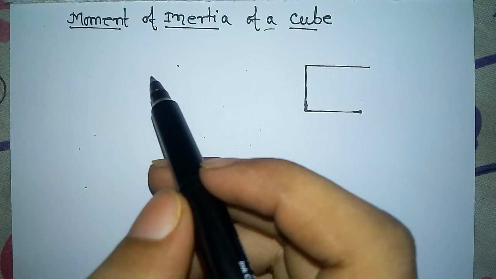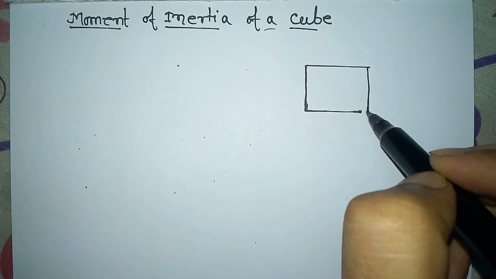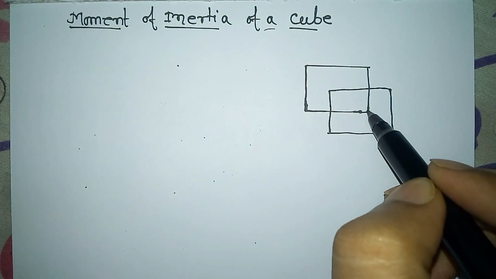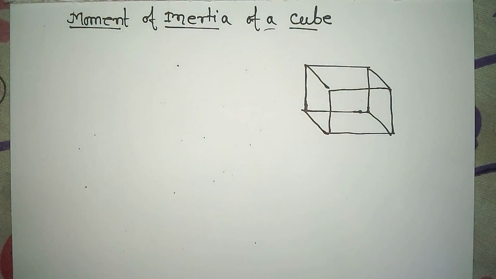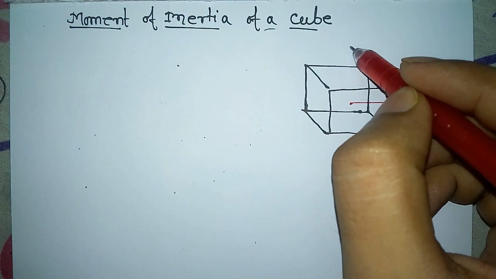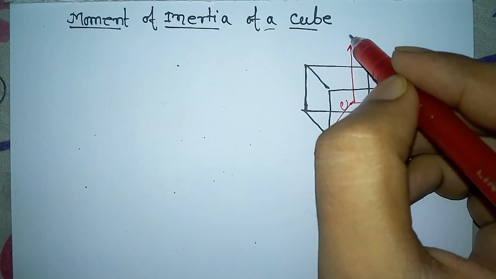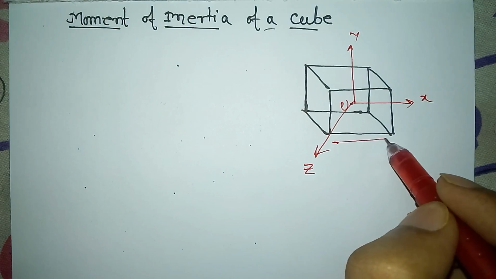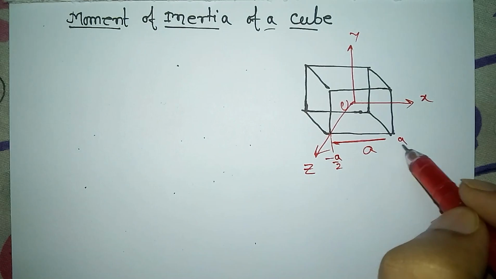Now we shall derive the moment of inertia of a cube. First of all, we shall draw a cube like this. And this is the origin or center of the cube. This is the origin O. This is the x, y and z axis, and the length of each side is a. This is minus a by 2 to plus a by 2.